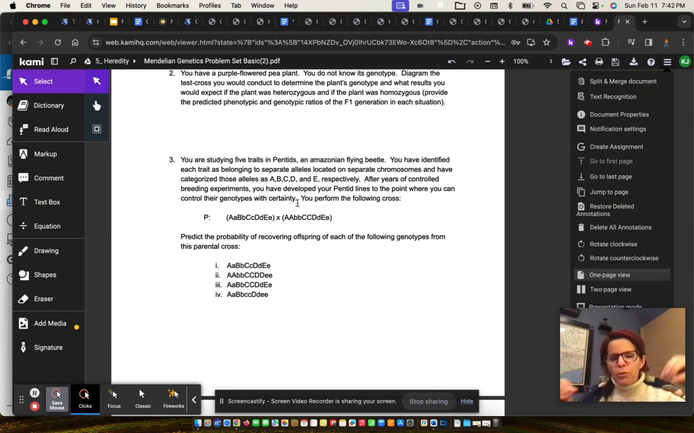Okay, you are studying 5 traits. Ooh, that means we're going to have to multiply a whole bunch of things in a whole bunch of Punnett squares. Unfortunately, I only have 4 Punnett squares on my screen, so I'm going to have to draw another Punnett square. But let's try doing 1 and see how we do.